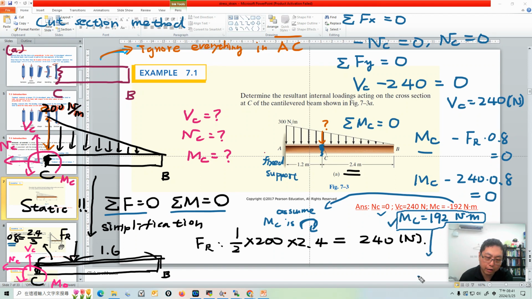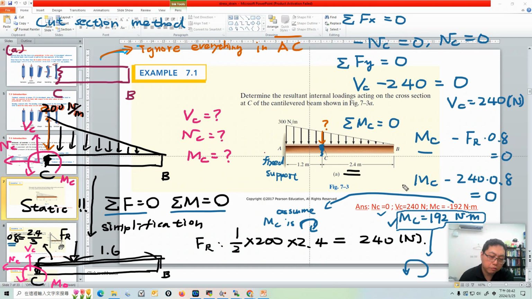It's counterclockwise. So at this section, we have normal force 0, and shear force 240 Newton pointing up, and also at this C section we have a counterclockwise moment of 192 Newton times meter. So we use the CB section to get these answers.